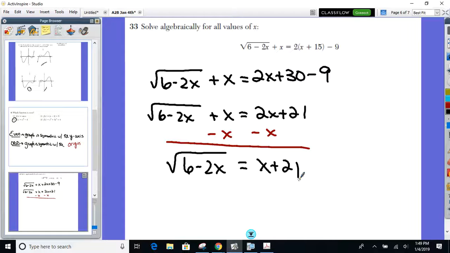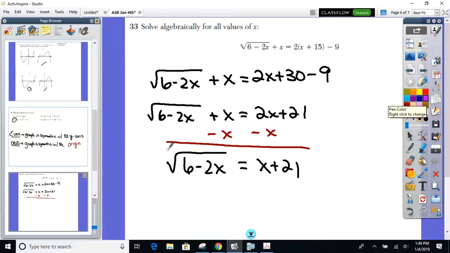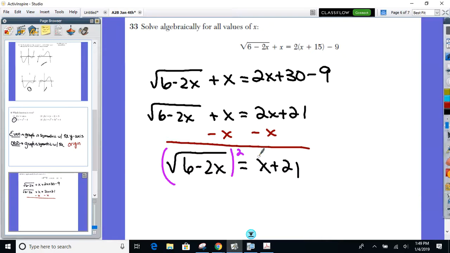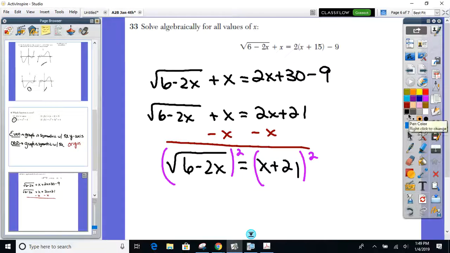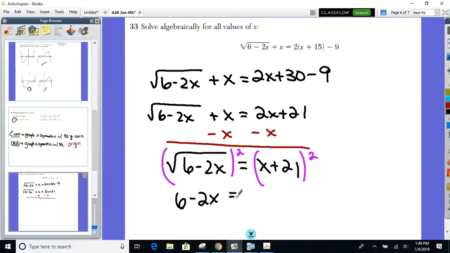Now that the radical's by itself, you can square it. Square both sides. And all squaring does to that radical is make it disappear. That's it. What's underneath does not get touched. 6 minus 2x. Oh boy, come on now.